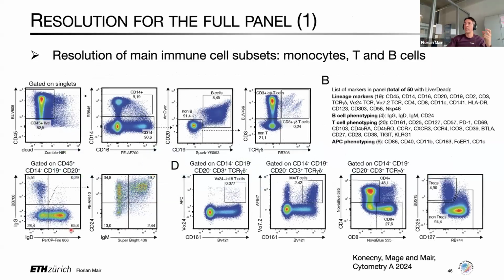Of course, if you go through the data, I could show you now all the main immune cell subsets. That resolution is nice, but of course we need to compromise somewhere, like for example, the resolution for CD4, CD8, which still is good enough to delineate positives and negatives, but everything else you can see nicely.